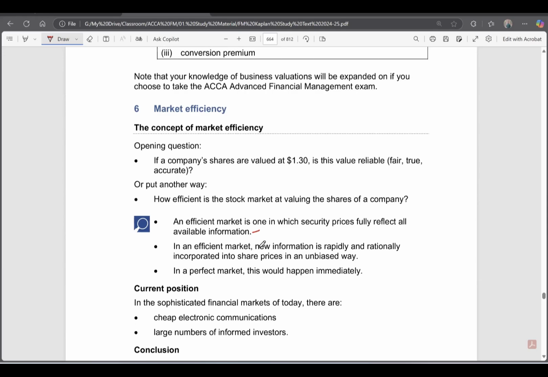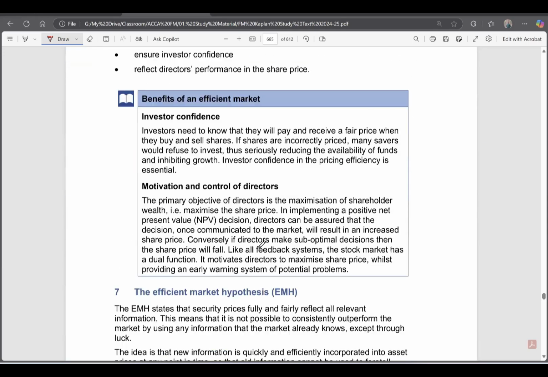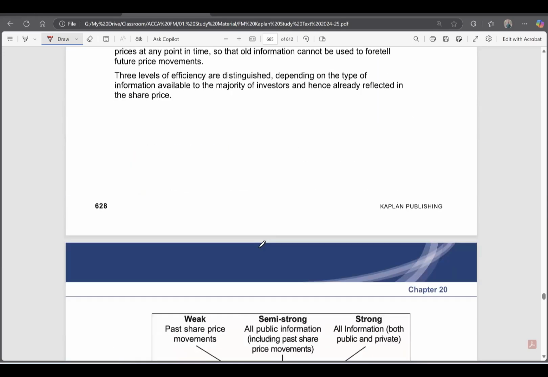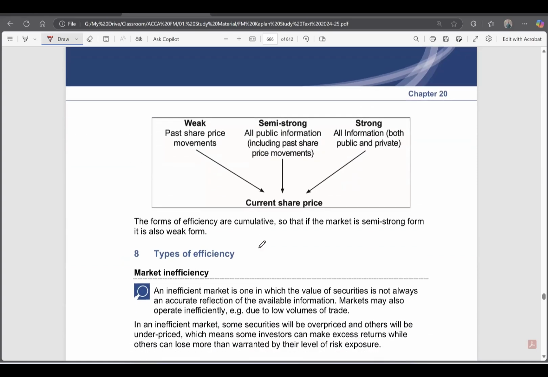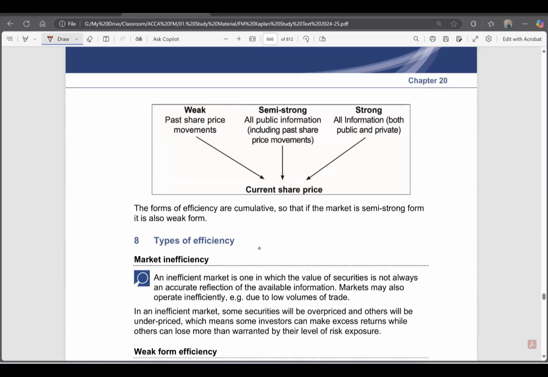Now, we have three types of market. I'm just giving you a small introduction about it, and then we will start this topic next. We have three types of market in the real world: a weak form efficient market, a semi-strong form market, and a strong form market. So keep in mind, we are talking about the stock market.